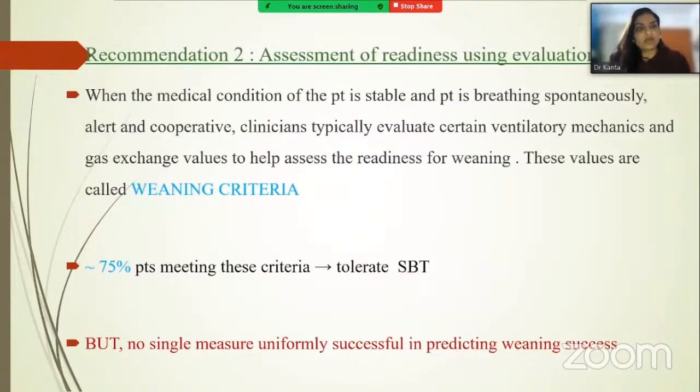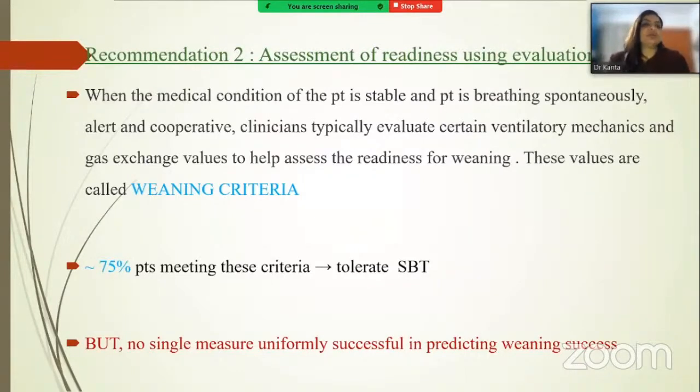Once we have taken care of the pathology which has led to the ventilator dependence, and we have taken care of the other associated factors, we move on to the assessment of readiness using the evaluation criteria. So, the weaning criteria are that the medical condition of the patient is stable, the patient is breathing spontaneously, and is alert, cooperative. Clinicians typically evaluate certain ventilatory mechanics and gas exchange values to help assess the readiness for weaning.